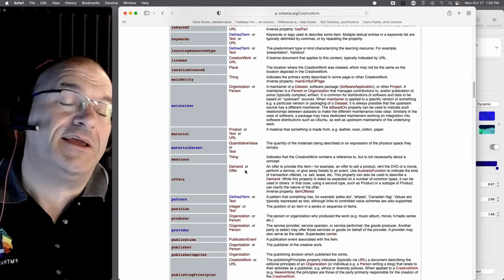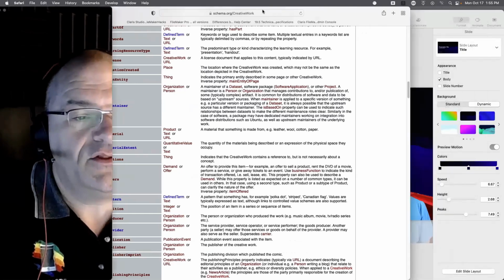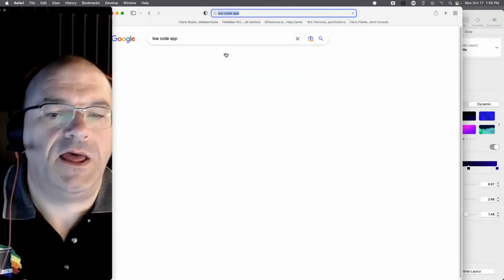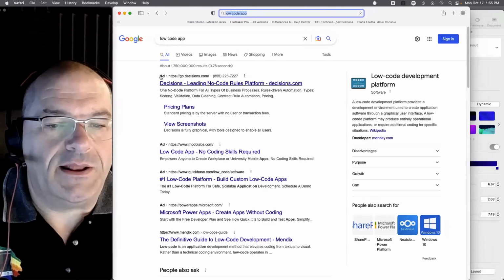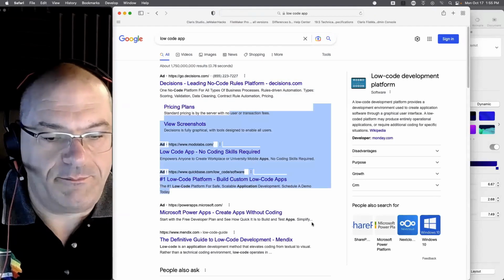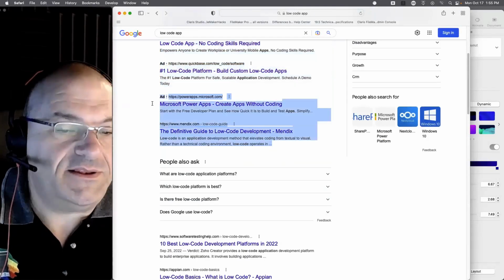On the other hand, like Claris, you do a search for low code. If we do a search over here for low code, this ought to be good. Low code app. Okay, so here's what we get. We get a paid ad here, paid ad here, paid ad here, paid ad here. The first organic one is this thing called Mendix, whatever that is.